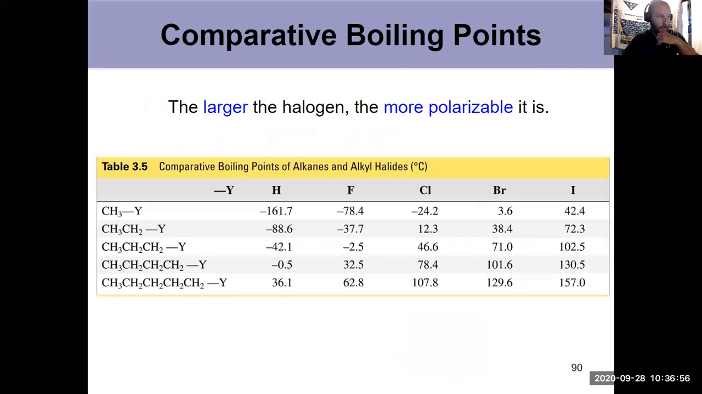So look at these comparable boiling points, right? You see a big jump up as you go from hydrogen to a halogen, because that's when we go from just London dispersion to dipole-dipole. But then as that halogen gets larger, moving left to right from chlorine to bromine to iodine, your boiling points continue to go up. Okay. So the larger the halogen, the more polarizable it is, the higher the boiling point that molecule has. Another key thing to know for dipole-dipole.